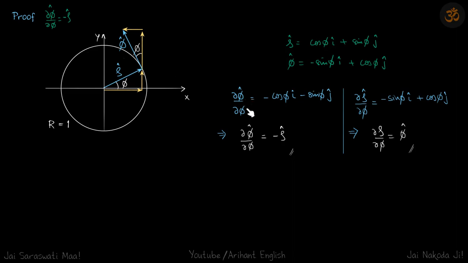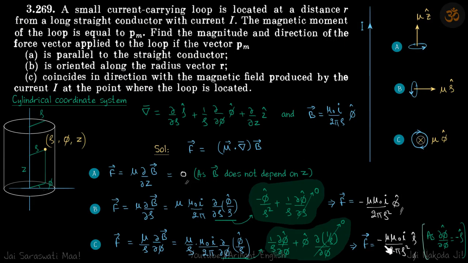Now let us differentiate phi cap and rho cap with respect to phi. Dou phi cap by dou phi is equal to minus cos phi i cap minus sin phi j cap, which is minus rho cap, which is what we wanted. While we are at it, let us do dou rho cap by dou phi also. That will be minus sin phi i cap plus cos phi j cap, which is the same as phi cap. These are standard results of the cylindrical coordinate system. We have just used them here to get our answer.